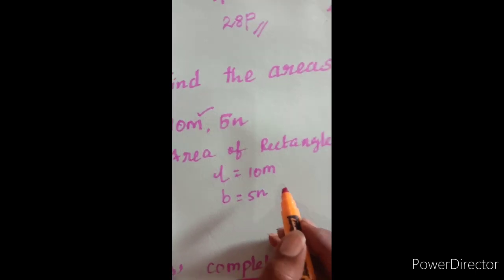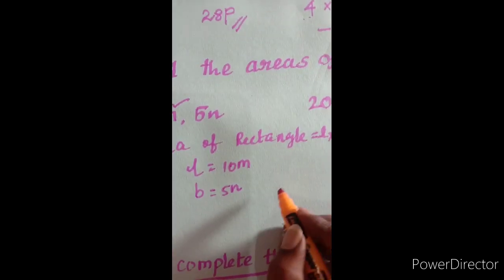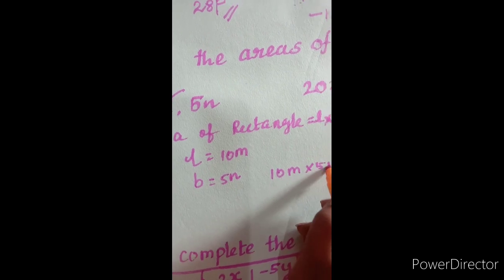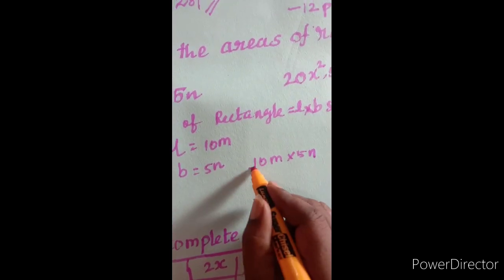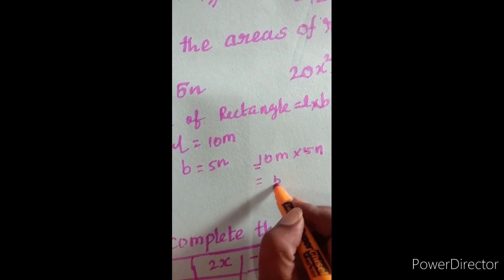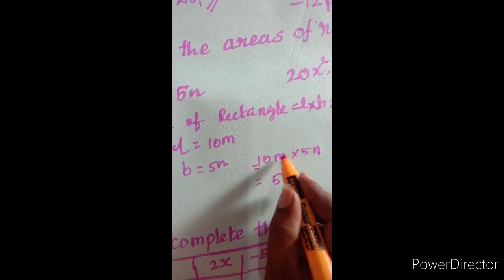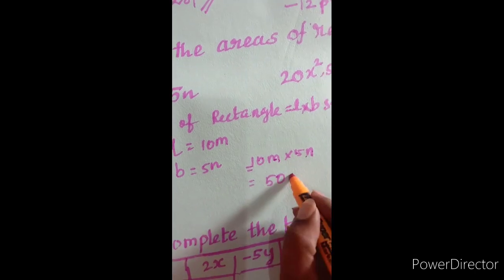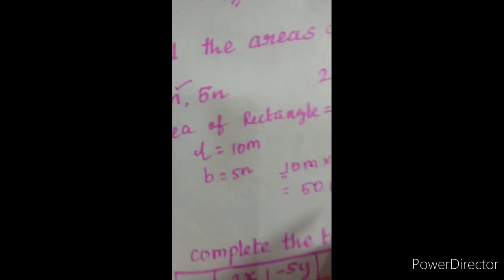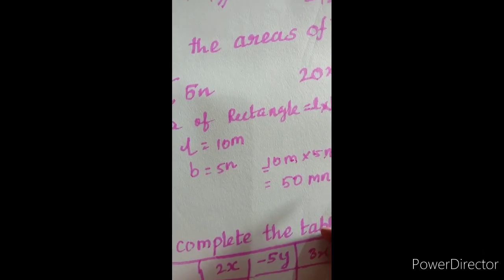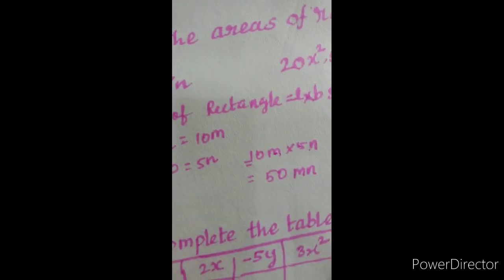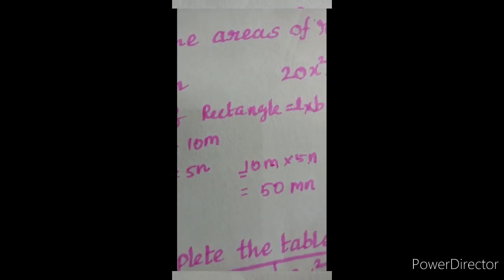So what is the formula? Area of a rectangle is L into B. You can multiply 10m into 5n. You can multiply the numerical values, that is 10 into 5 is 50. Variables are different, m into n, mn. That's all. The answer is 50mn. So when we are multiplying 10m and 5n, the answer is 50mn.